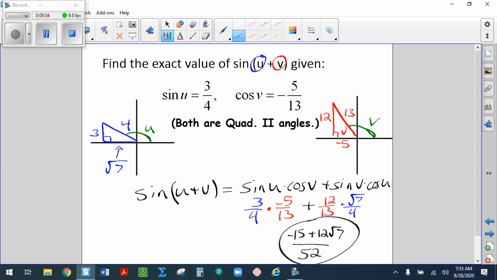Draw your triangles in the quadrant they're supposed to be. They're both quadrant 2. Find the missing parts because you're evaluating sine and cosine, and then just substitute into your expression.